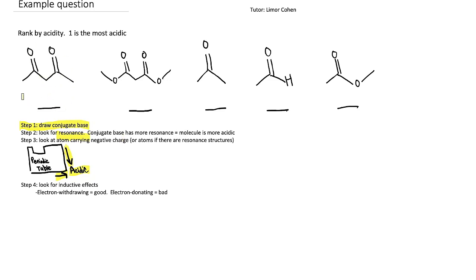So for example, let's look at this molecule on the very left. If I were to deprotonate this hydrogen, this alpha hydrogen in the middle of these two carbonyls, let's look at what that conjugate base looks like. So this conjugate base is actually a very stable conjugate base compared to if we were to deprotonate the hydrogen on this side or on this side, because it can resonate across two oxygens. And I'll show you what that resonance looks like.